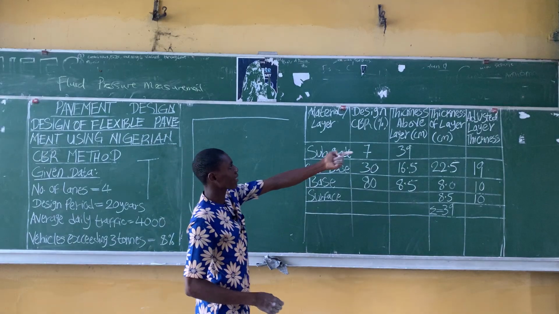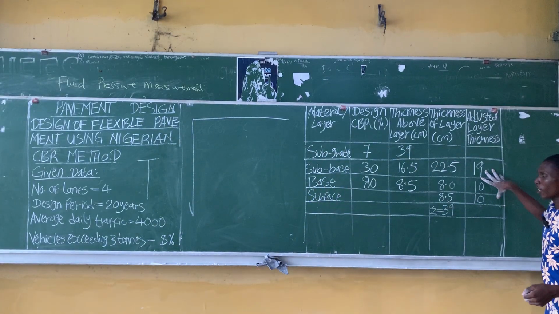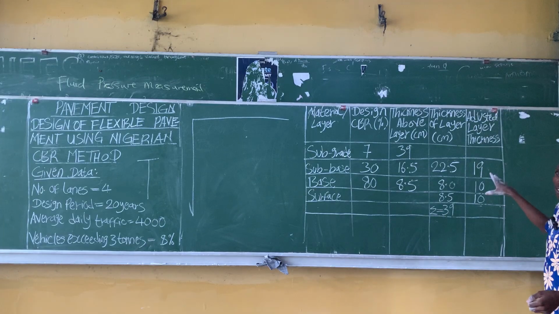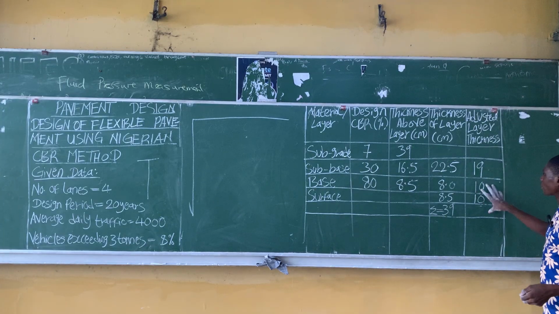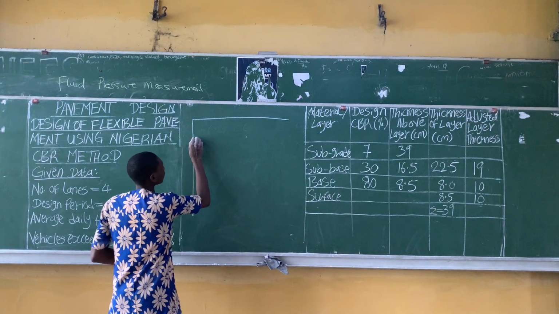After getting our different adjusted thickness, we make the adjustment for standard pavement thickness layers. That was why we adjusted this value. So we simply get the sketch.